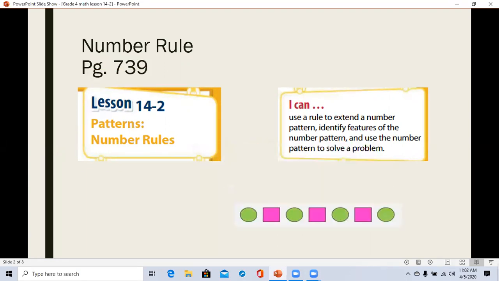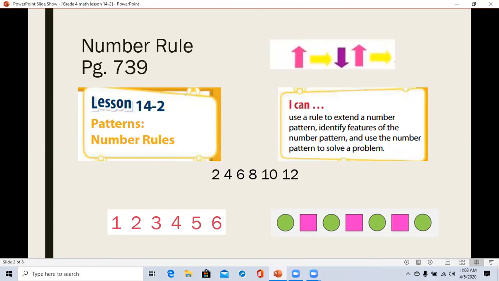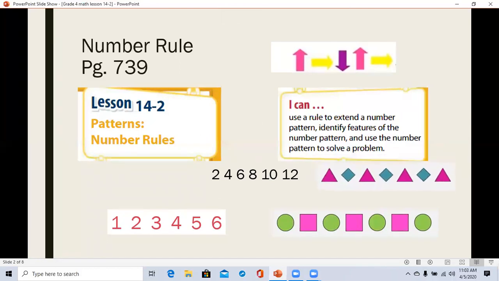So what is a number pattern? You get different kinds of patterns like this one: circle, square, circle, square, circle, square, circle, and I know the next one will be a square. Or this number pattern, 1, 2, 3, 4, 5, 6, and I know it carries on to 7, 8, 9, 10, and so forth. You get different types of patterns like these ones. These are shapes and numbers.